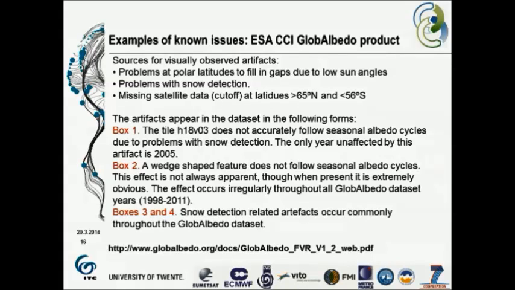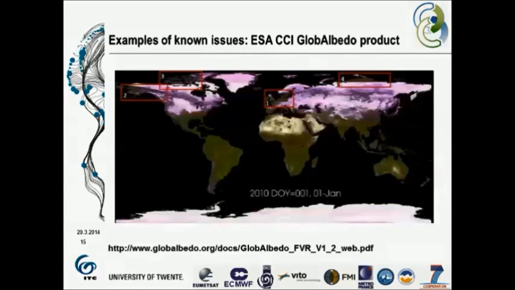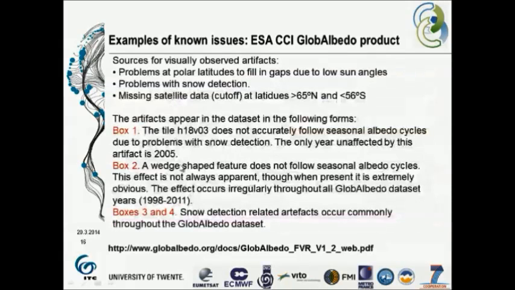Then another thing is number 2. It is here in Alaska, and the human eye can tell that this doesn't look like a geophysical border. And what they tell is that a wedge-shaped feature does not follow seasonal albedo cycles. This effect is not always apparent, though when present it is extremely obvious. And it occurs irregularly throughout all GlobAlbedo dataset years, 98 to 11.